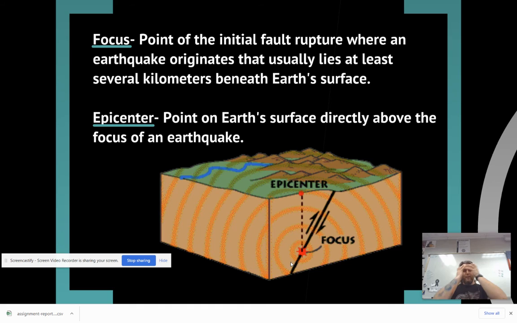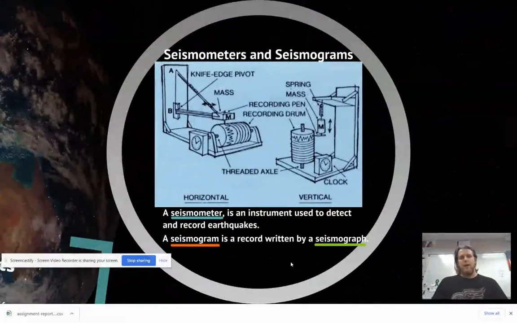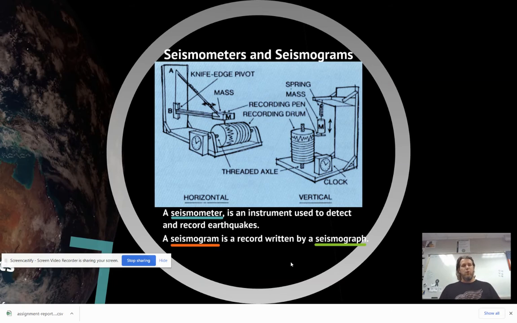And then if you follow that straight up to the surface, that's what your epicenter is. So the epicenter is the point on Earth's surface directly above the focus of an earthquake. So if they were to say like, oh, the epicenter was at Montclair High School, well, then if you stood at Montclair High School, you may have to go down a pretty deep ways, but you're going to hit the exact point where those rocks broke and the earthquake began. Pretty cool.